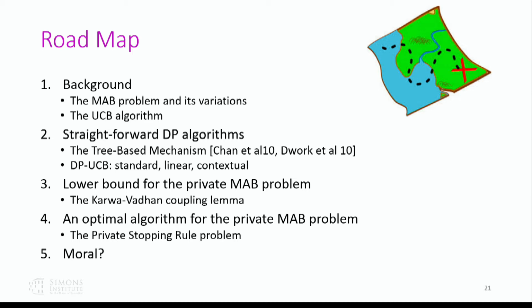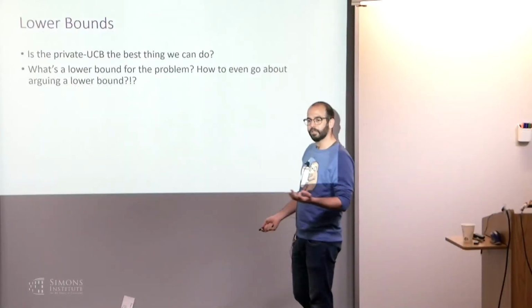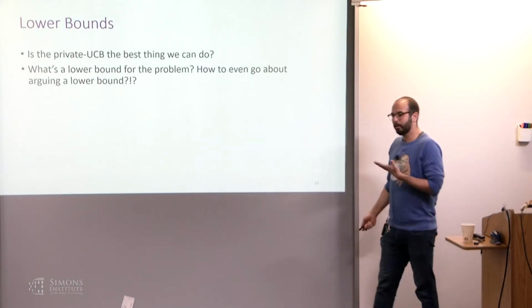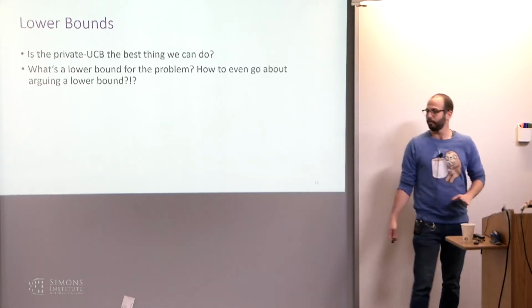Okay, let's talk about lower bound for the private problem here. Is private UCB the best thing we can do? Does it actually meet our lower bound? I mean, how do we even go about formulating a lower bound? And here is a beautiful, beautiful tool.